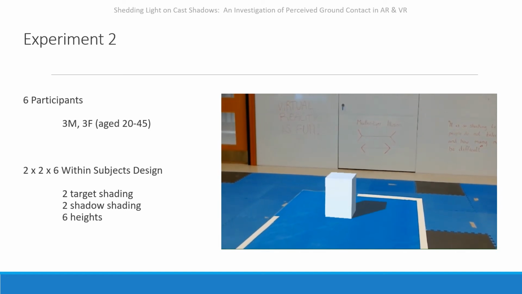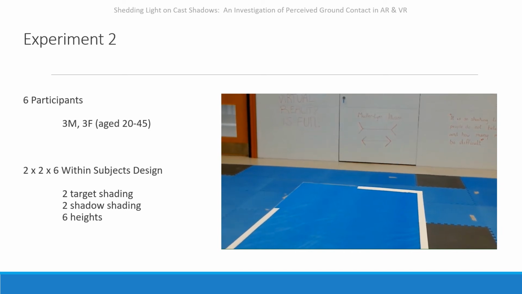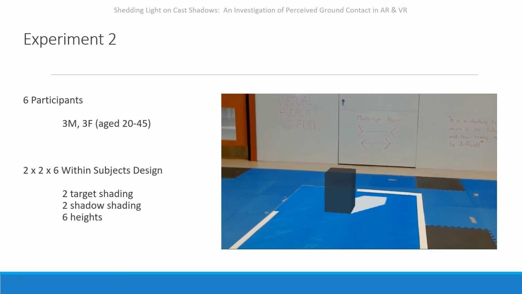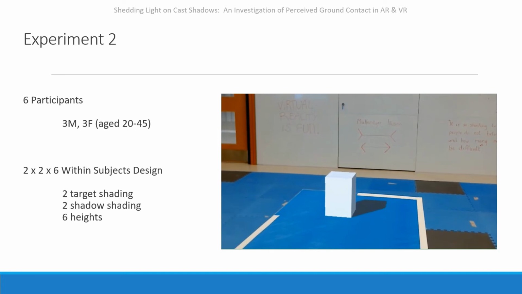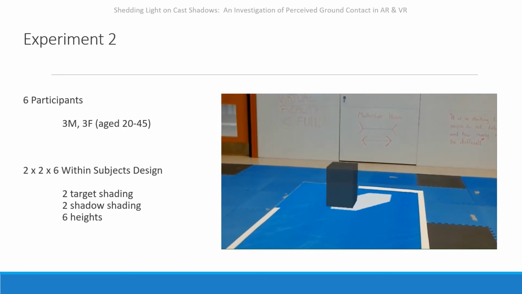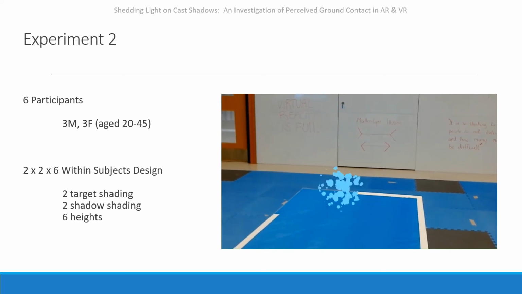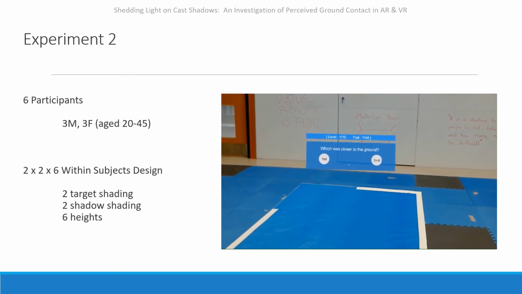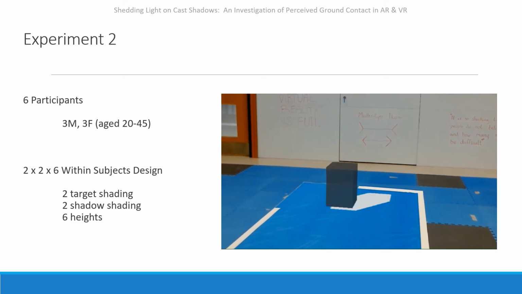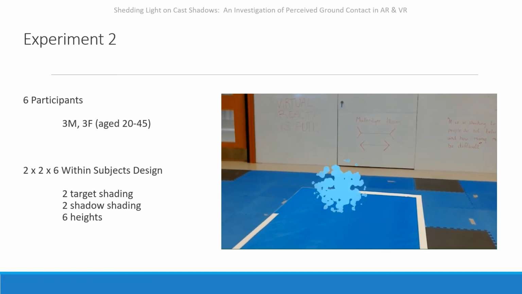We used a within subjects factorial design in which 2 levels of shading for target object and shadow were presented, and targets were shown at 6 different vertical displacements. With repeated measures, each participant completed 1,320 trials over 3 hours, which resulted in a grand total of 7,920 data points collected overall.